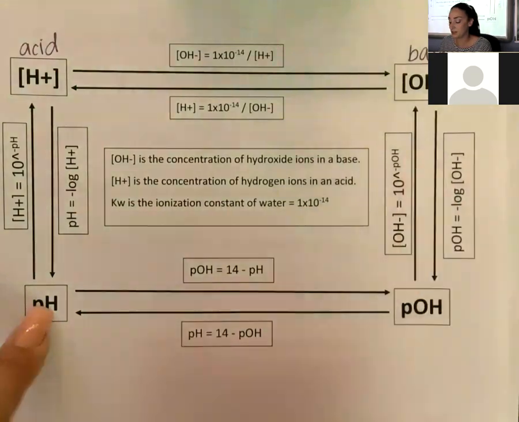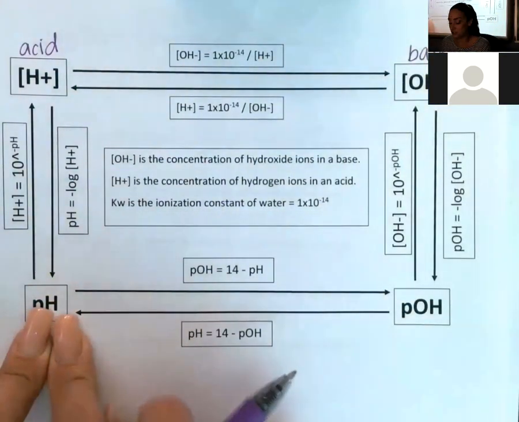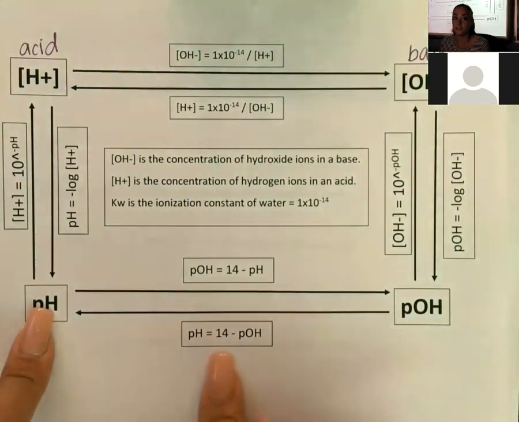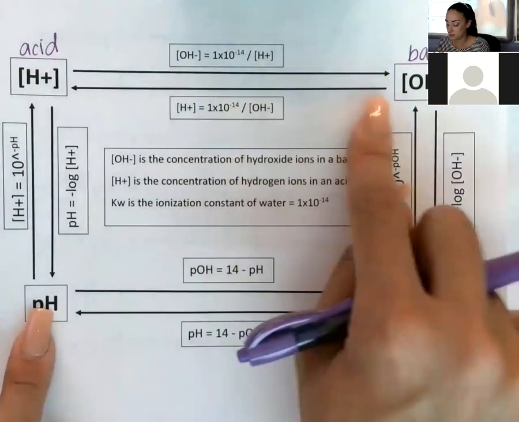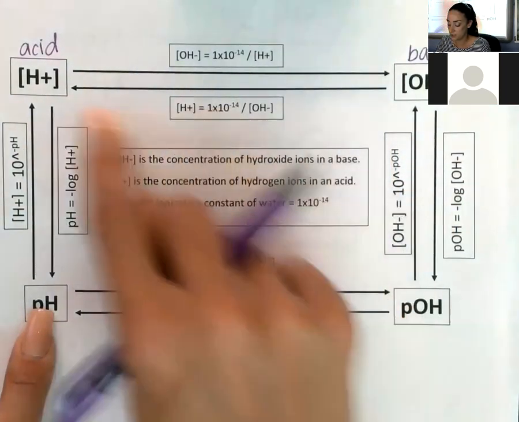Anytime you can, taking the bottom route's easier because you just have to subtract from 14. So that's kind of easier than doing all this other stuff. But I do want to show you how to use these equations. Okay, so we're going to do this one and then that one.